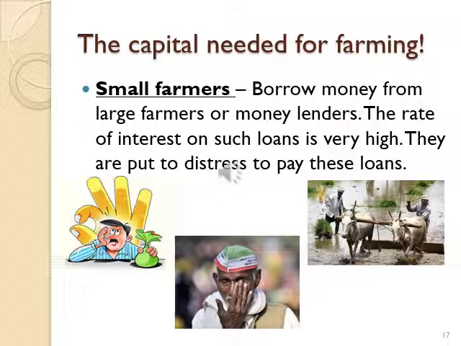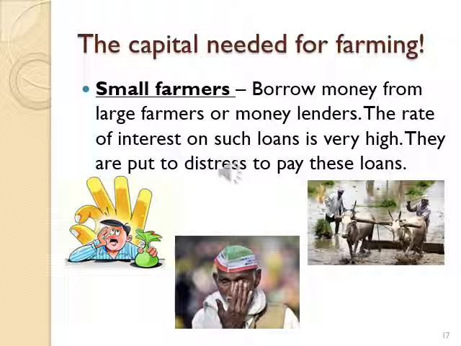Coming to the next factor of production, that is the capital. After land and labor comes the third factor of production, that is the capital. Now, capital is the money that is needed for the production process. In this topic, we are studying where the small farmers get their capital from, and where the large and the medium farmers get their capital or money from.